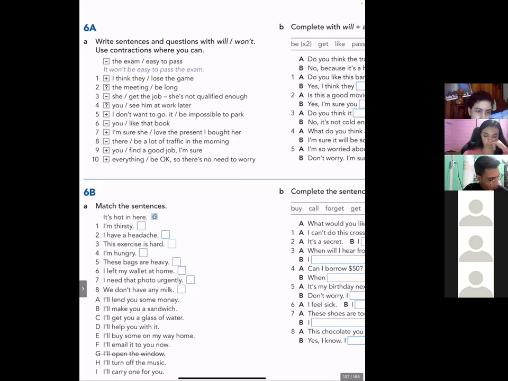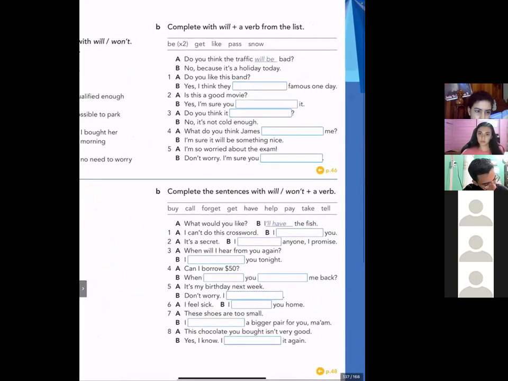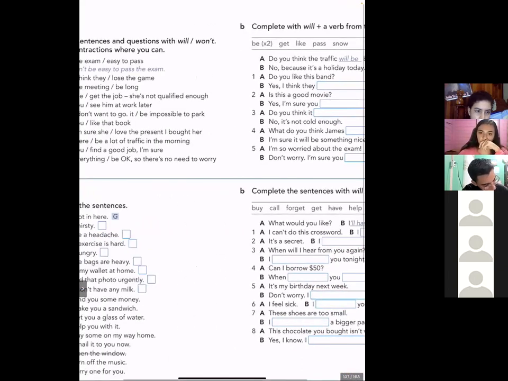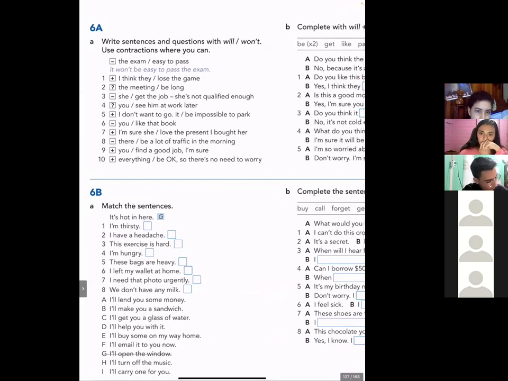But I like that you use will where we're supposed to use it, before the be. Everything will be okay, so there's nothing to worry. Thank you, Ale. Okay, thanks, teacher. You're most welcome. Teacher, tell me, what is the correct pronunciation for the contraction?